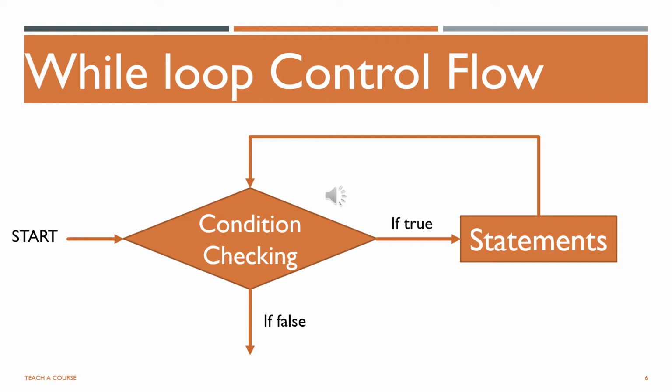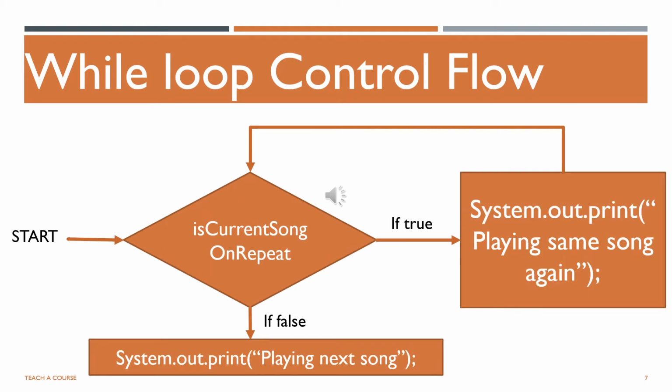On your smartphone, you've probably listened to music, and if you find a song you like, you put it on repeat. When a song is on repeat, it plays over and over again until you take it off repeat. We can represent this type of functionality in a Java program.